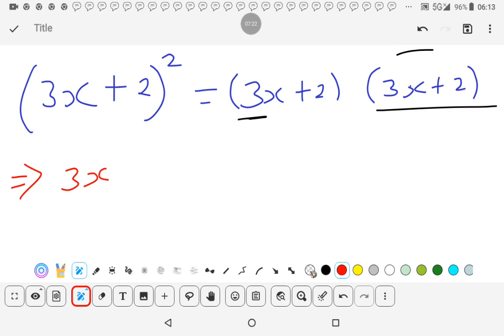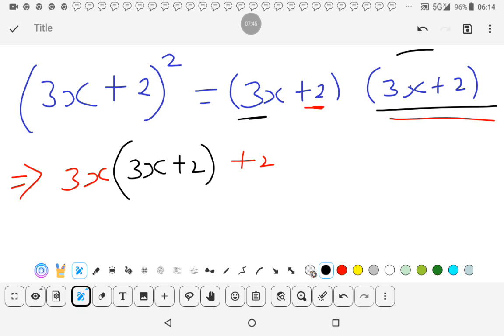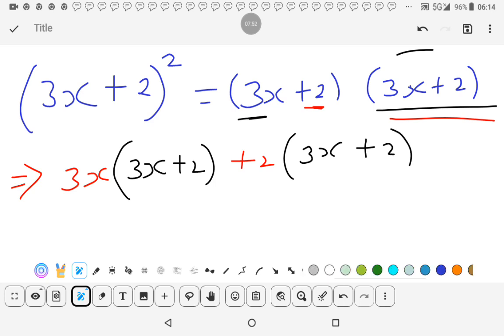So you have 3x, that is the first number. It will multiply everything of the other bracket. It will multiply 3x plus 2. Then again, take the other number. Take note of the sign it carries. So it carries plus 2. That means you carry plus 2. You're taking this other number, and you also multiply it with everything of this bracket. So multiply by 3x plus 2. So from here now, you now expand.